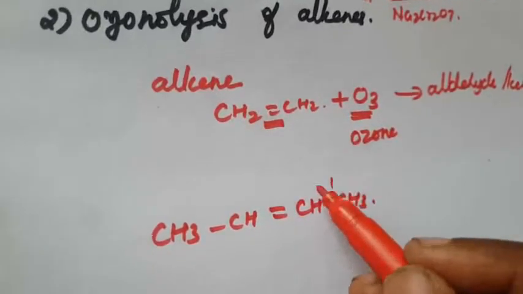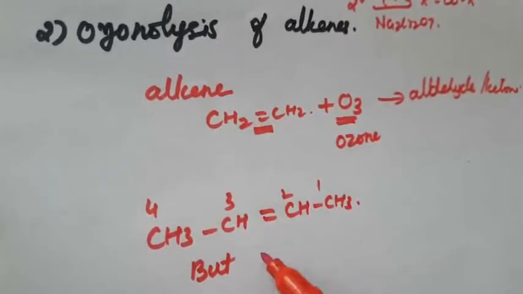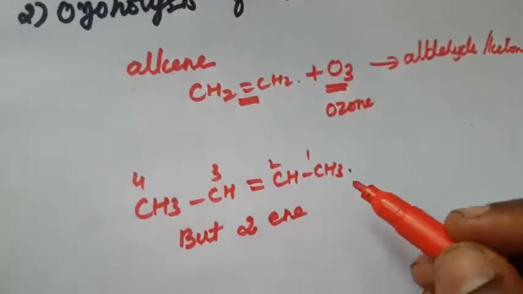How to write the compound? 1, 2, 3, 4. 4 carbon means but. The double bond is at the second position, so but-2-ene. Okay, so but-2-ene. This is the compound.